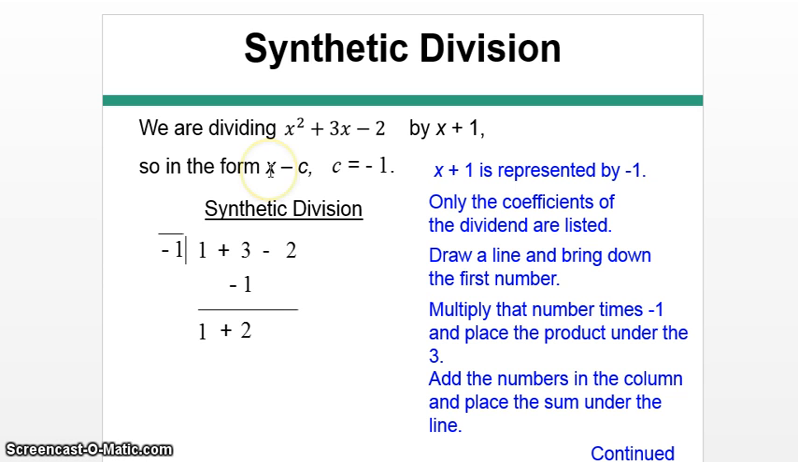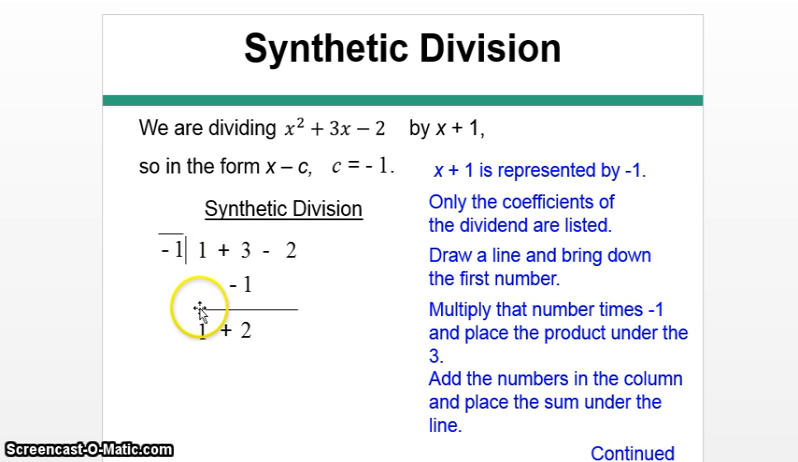So in the form x minus c, c is equal to negative 1, because x plus 1 is represented by negative 1. Now these numbers are the coefficients of the polynomial. The coefficient of x squared is 1, the coefficient of x is plus 3, and the constant is negative 2. And this negative 1 we got by writing x plus 1 in this format.